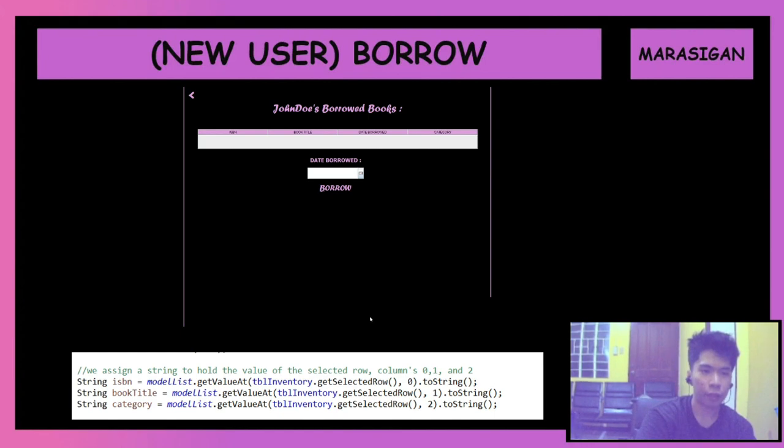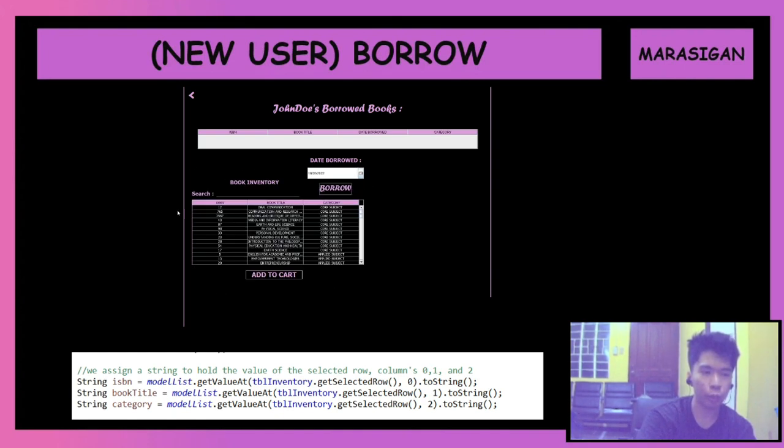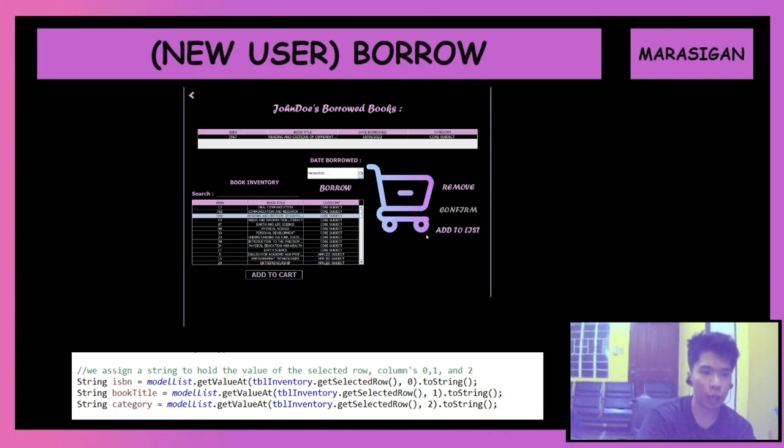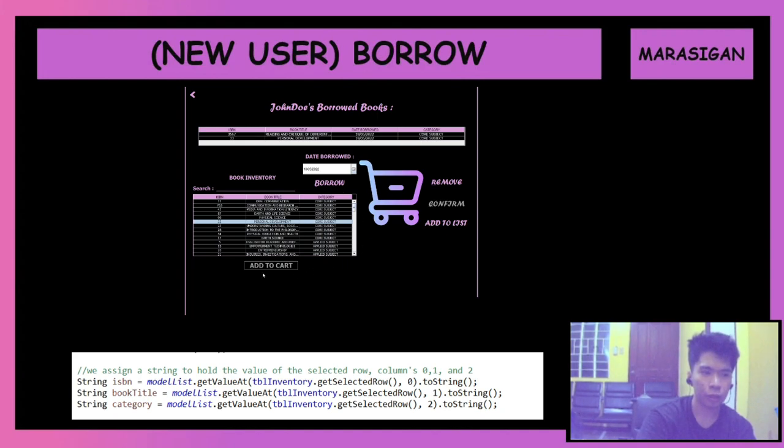Hi everyone, my name is John Aaron Marsigan and I'm going to show you the new user borrow. So first thing we're going to do is choose a date, click borrow, and this whole inventory will show. Then I'm going to choose one book, add to cart, and then the book we chose will go here, and then we can add it to our list. Then add a book again, and it will go here, in this book inventory.